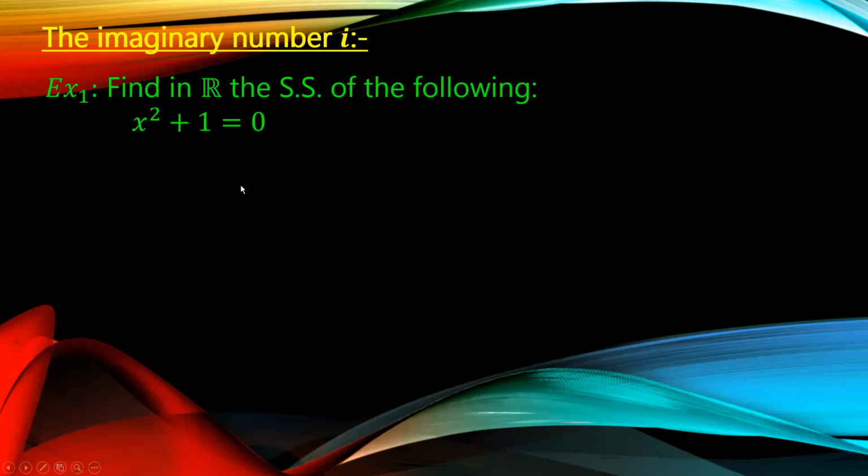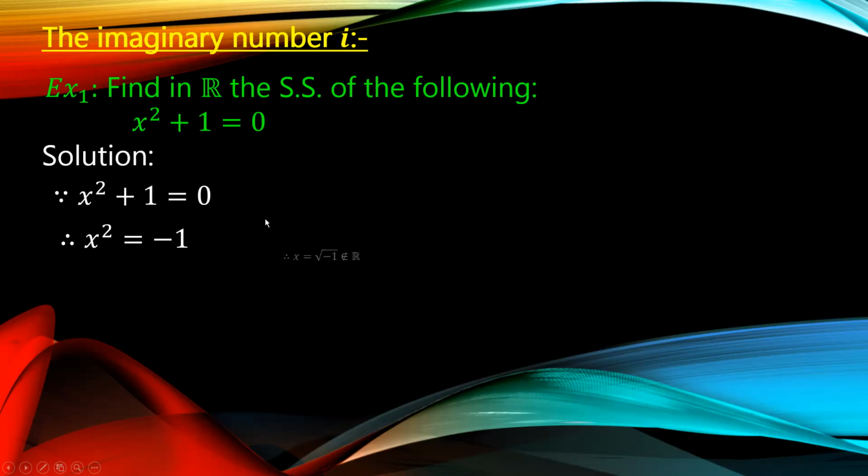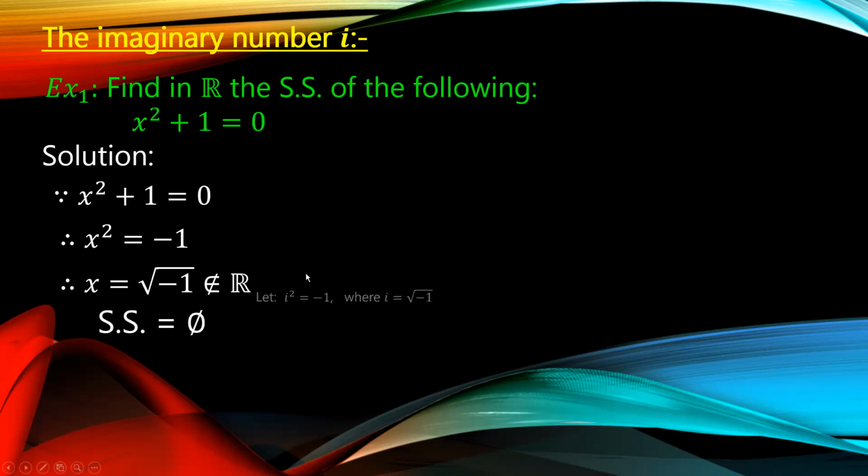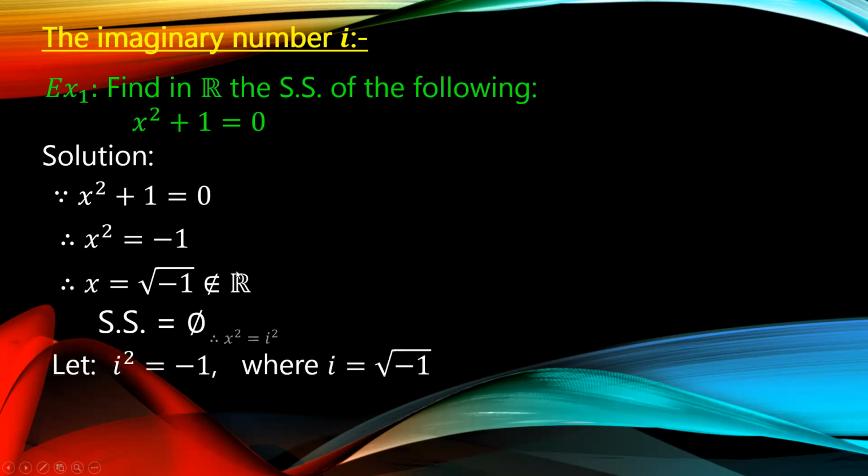For example, find in R the solution set of the following: x^2 + 1 = 0. x^2 = -1, then x = square root of -1, and square root of -1 doesn't belong to the real numbers. Then the solution set is phi. Here I can say i^2 = -1, where i = square root of -1.